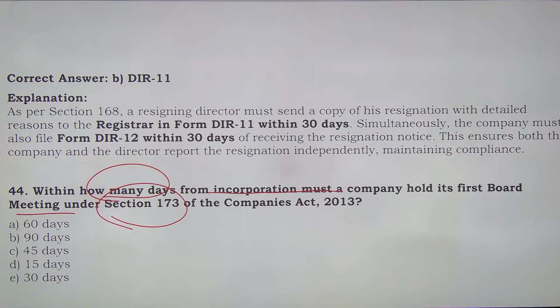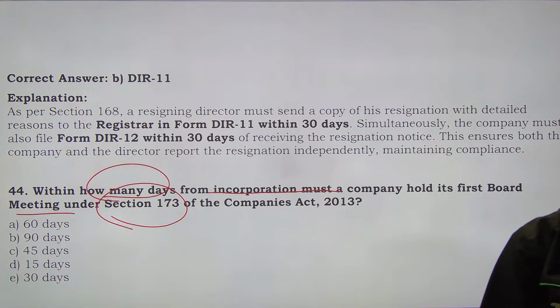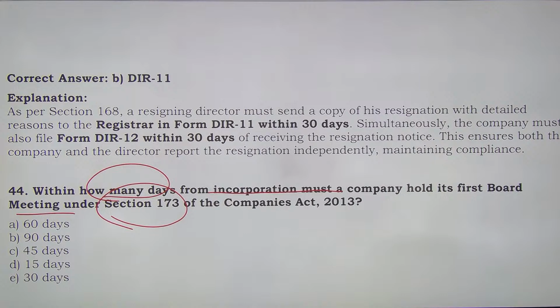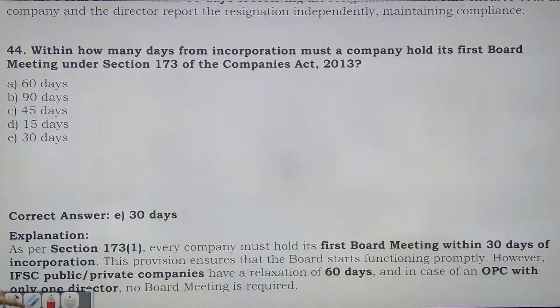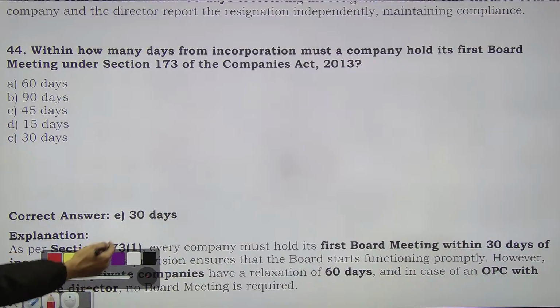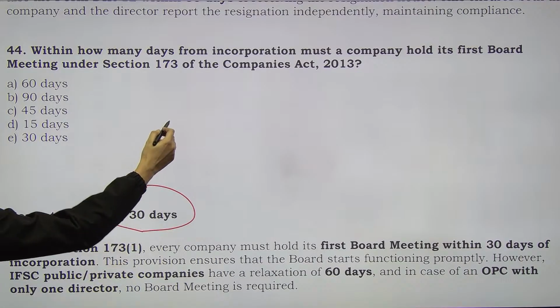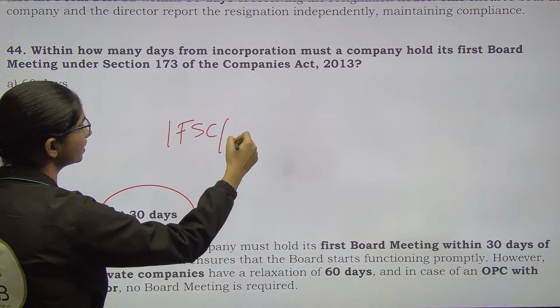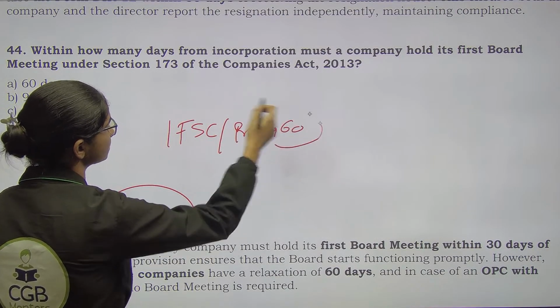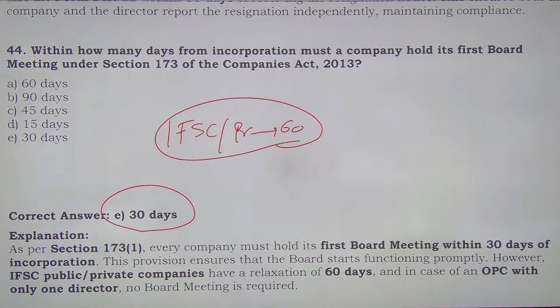I can see a lot of people are answering very well. So I would like to appreciate you all that you are preparing very well. Okay, so the answer here will be 30 days. Within 30 days from incorporation you have to conduct the first board meeting. That was all about it. But there is a relaxation also provided to the IFSC and the private companies, that a limit of 60 days has been given to them, right? So this was all about question number 44.